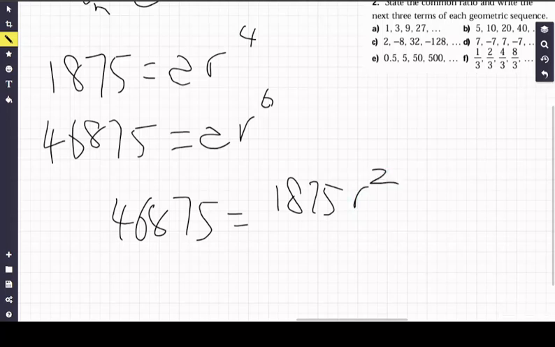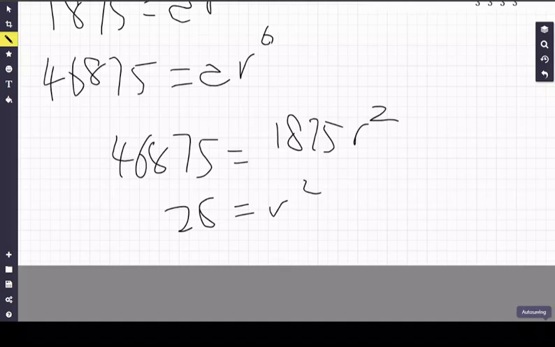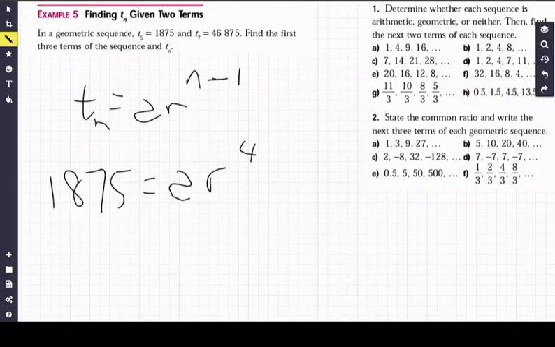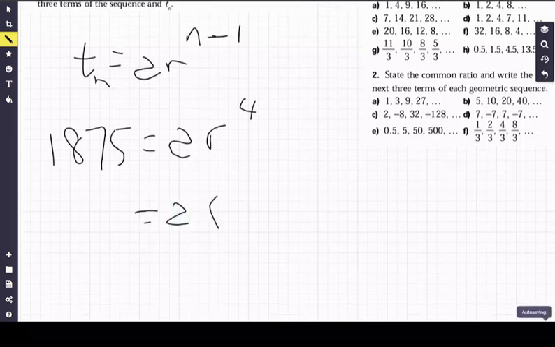And now let's divide both sides. 46,875, we're going to divide that by 1,875. That's going to give us 25, which equals R squared. And then obviously we know what that is. R is just 5, right? And now we can plug it into any equation you want. So let's just plug it into the first one. So R equals 5, and 5 to the 4th power is going to give you 625. And 1875 divided by 625 is going to give you 3.